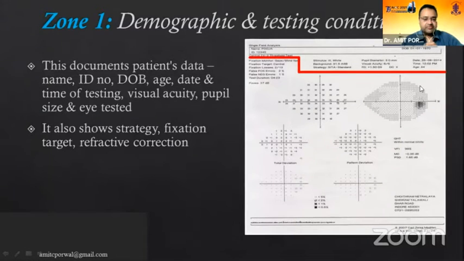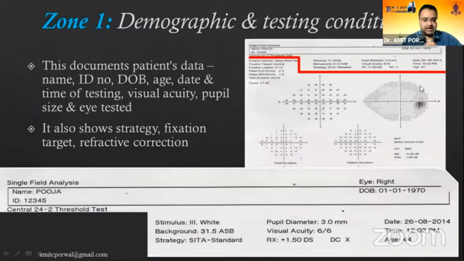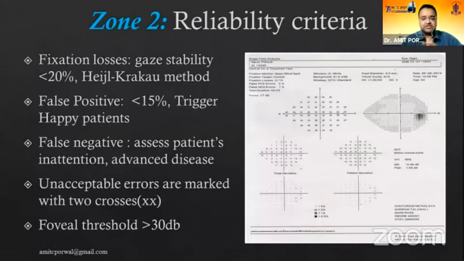This is the section where the patient's data is documented, that is name, ID, date of birth, age, date and time of testing, visual acuity, pupil size, and the eye tested. It also shows the strategy, fixation target, and the refractive correction. So this part of the Humphrey's field printout will show you this. I'm basically a Humphrey's user, so I'm going to talk only about how to read a normal Humphrey's printout.